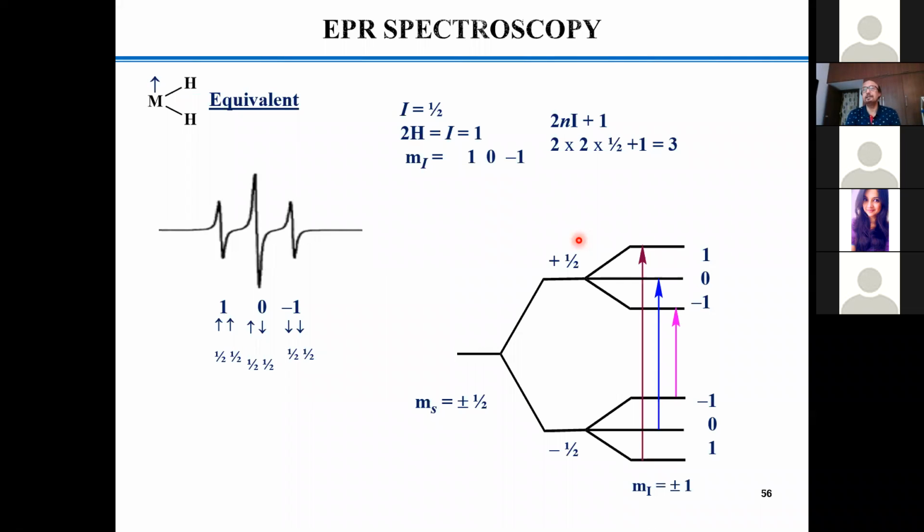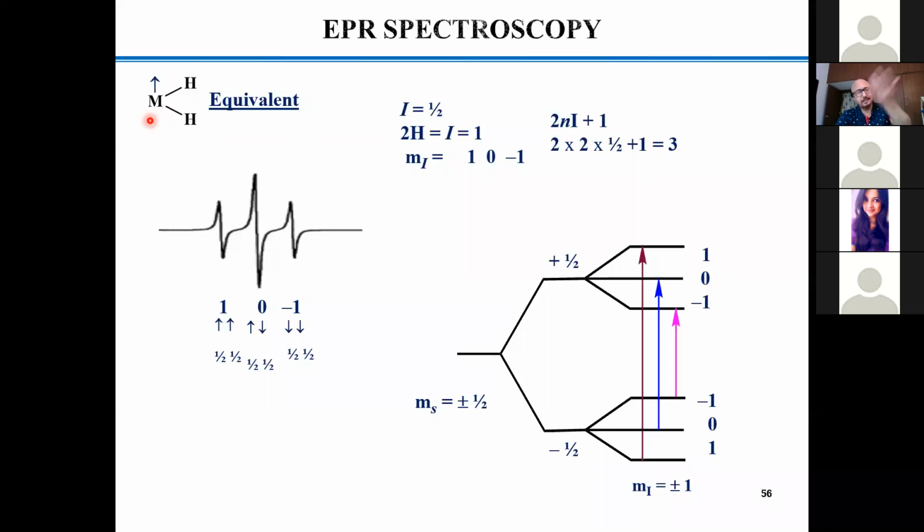Now, let us take a few examples. Let us begin with a simple example. We have taken one particular metal complex. Of course, a metal complex cannot look like this; you have many other ligands over here.